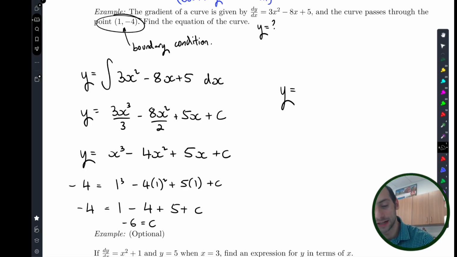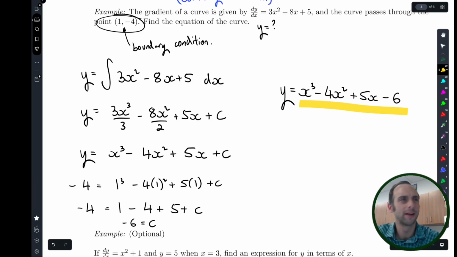Don't forget to answer the question. The question asks for the equation of the curve. So that is x cubed minus 4x squared plus 5x minus 6 for our final answer right there.